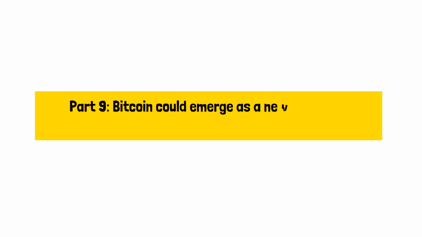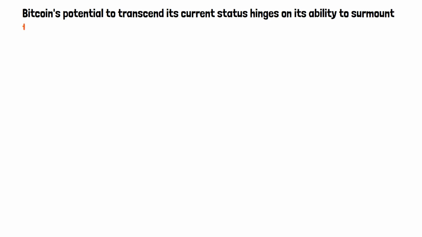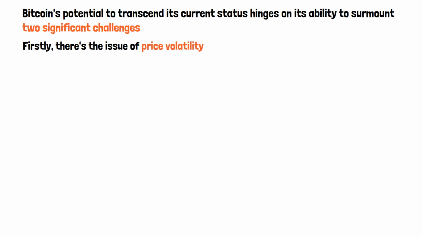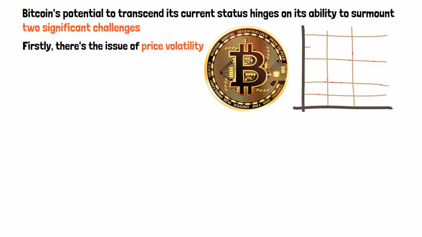Part 9. Bitcoin could emerge as a new standard, though it faces challenges. Bitcoin's potential to transcend its current status hinges on its ability to surmount two significant challenges. Firstly, there's the issue of price volatility. Since its inception, Bitcoin has experienced staggering price fluctuations.